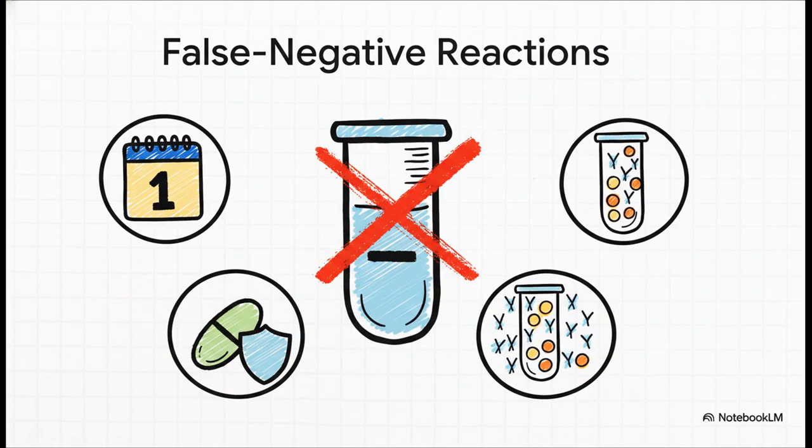And, of course, you can get false negatives too. Testing too early in the first week is a super common reason. But there's also this really tricky thing called the prozone phenomenon. This happens when there's actually too much antibody in the sample, which, weirdly enough, stops the clumping reaction from happening. It's a classic exam trap, so watch out for it.